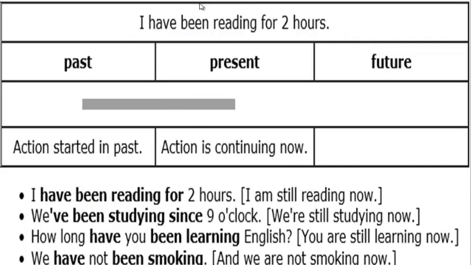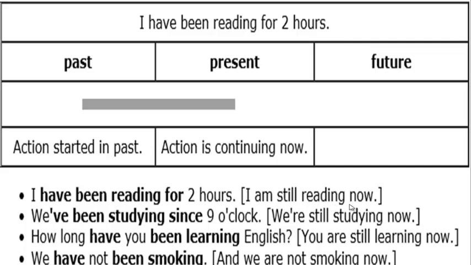So in this sentence, I have been reading for 2 hours. Let's follow with the timeline here. We have the past, the present, and the future. So I have been reading means that the action started in the past. It started 2 hours ago. And the action is continuing now. I am still reading now at this moment of speaking. Okay? So I have been reading for 2 hours means that I am still reading now.